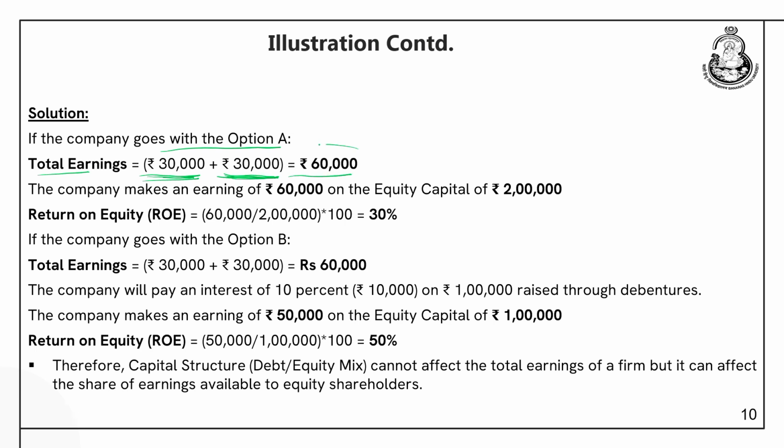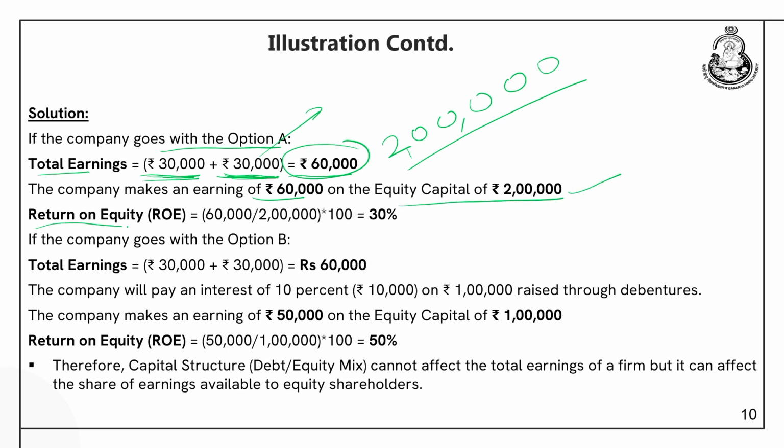So, 30,000 on the initial 1 lakh, 30,000 on the later 1 lakh of equity. This comes out to be 60,000 on an equity capital of 2 lakhs, right. It already had 1 lakh of equity, and 1 lakh equity it is raising later, on which it is getting 30,000. So, the company makes earnings of 60,000 on an equity capital of 2 lakhs. I think it is clear. Okay, so what is return on equity, that is ROE? 60,000 on equity capital of 2 lakhs, that is 30%. So, it was 30% initially, and it has remained 30% if the company sticks to plan A.